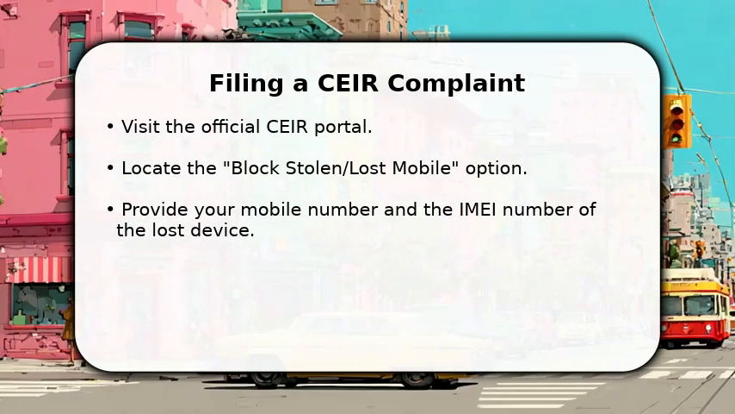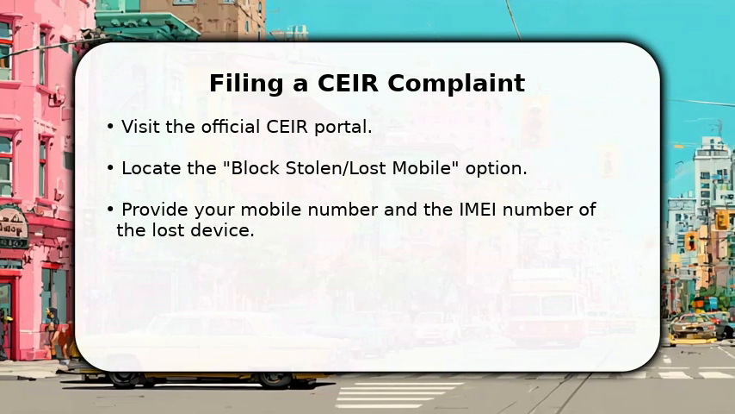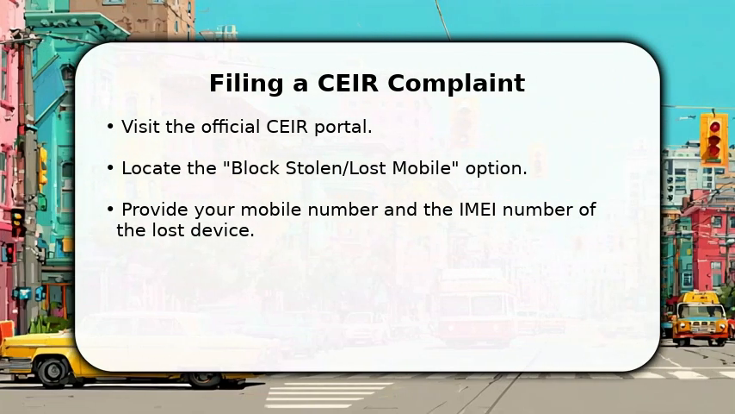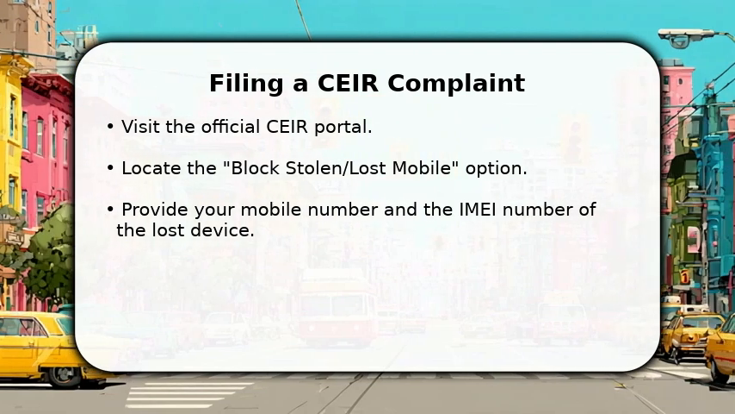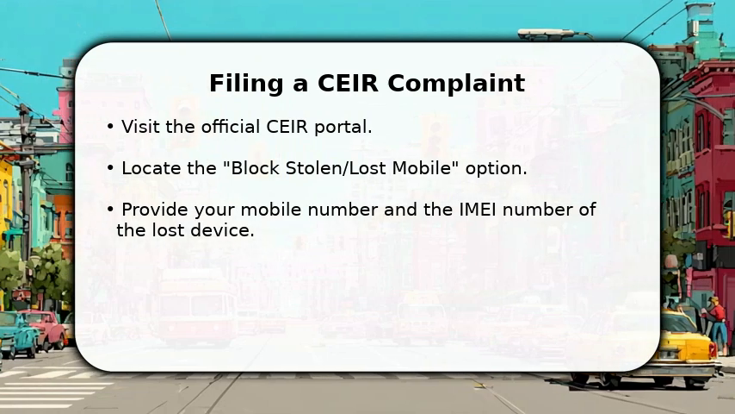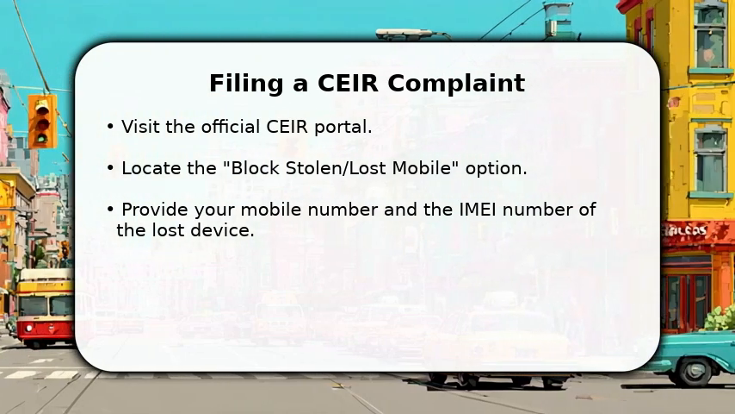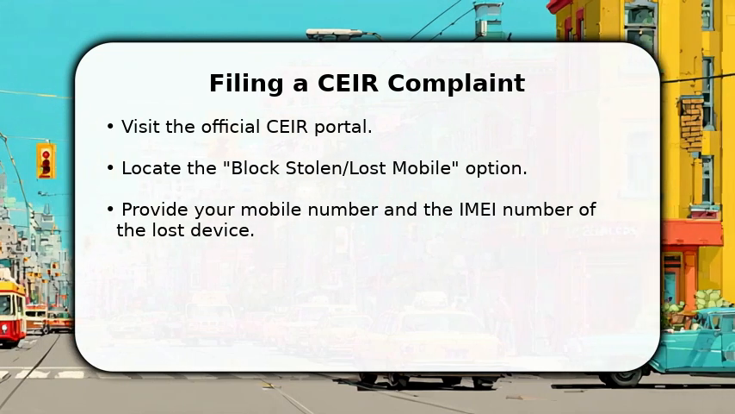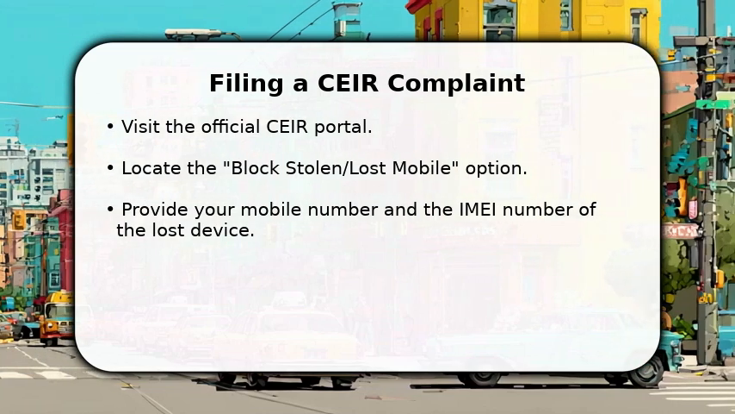In this video, I will explain how to file a complaint on CEIR. First, navigate to the official CEIR portal. Once there, look for the Block Stolen/Lost Mobile option, which is usually prominently displayed. You'll need to provide your mobile number and the unique 15-digit IMEI number of your lost or stolen device. This initial step is crucial for initiating the blocking process and protecting your personal information.